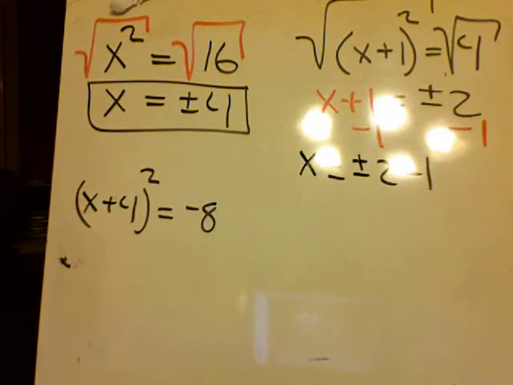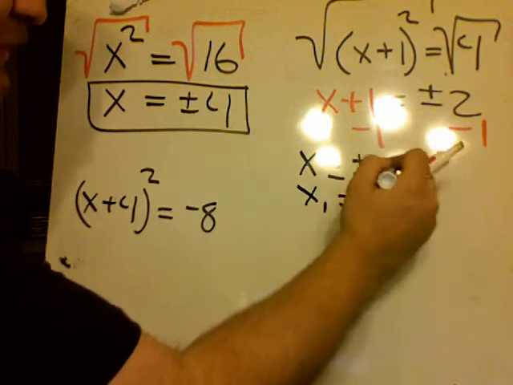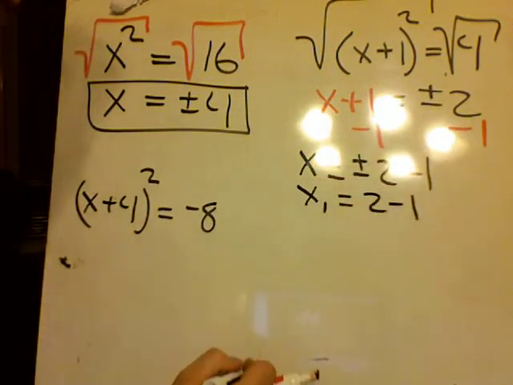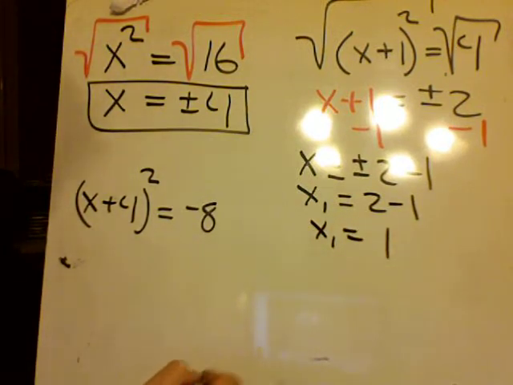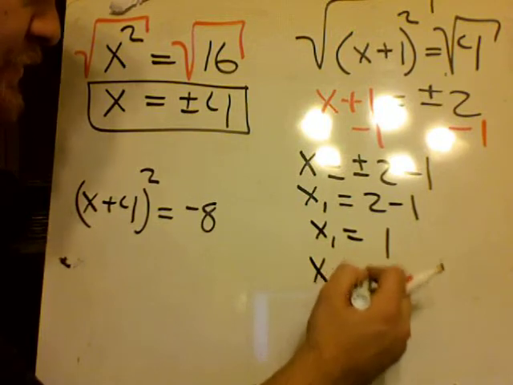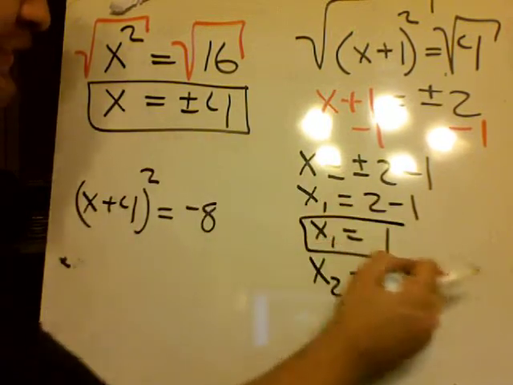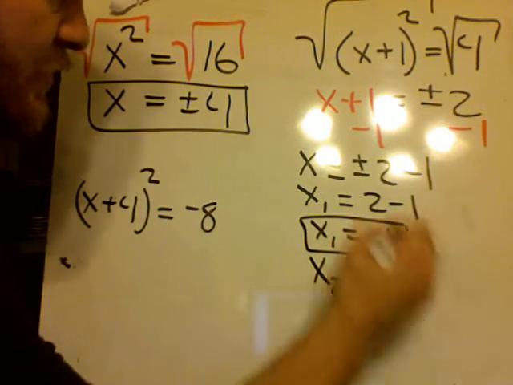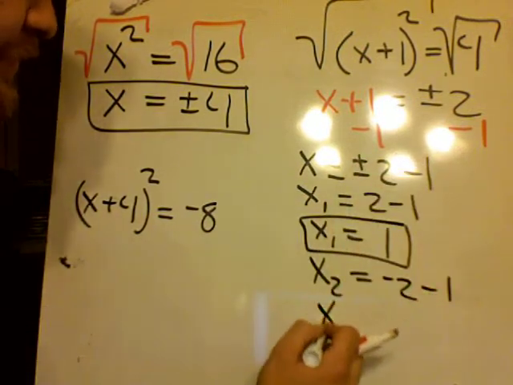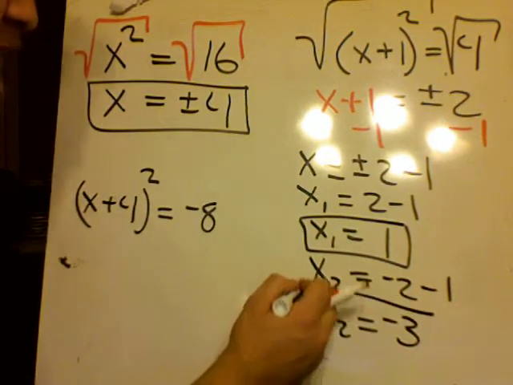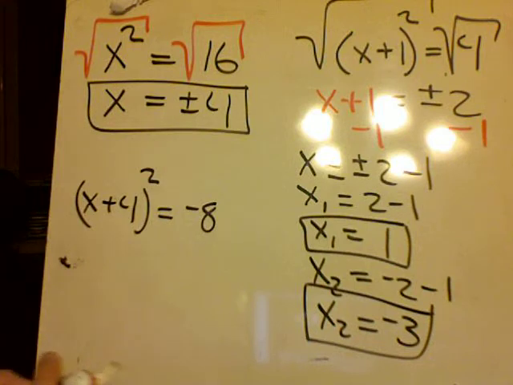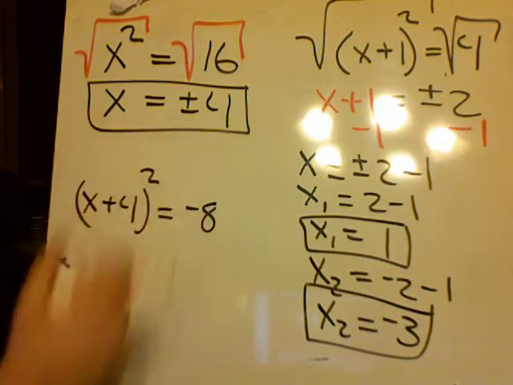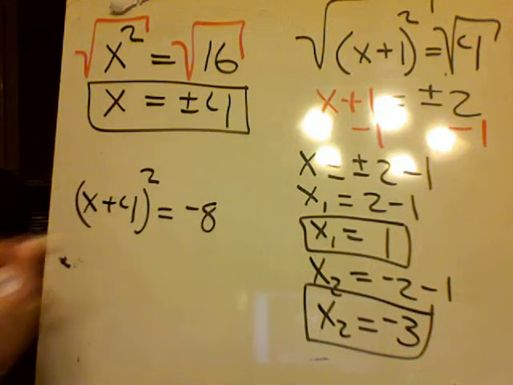Now there's two possible answers here, right? I'm going to deal with the first possible answer and say x1 equals, well, it could be a positive 2 minus 1. Positive 2 minus 1 is 1. I've got another possible answer, x2, which is negative 2 minus 1. x2 equals negative 3. There's my other possible answer. I could plug those back in to check to make sure that they work.